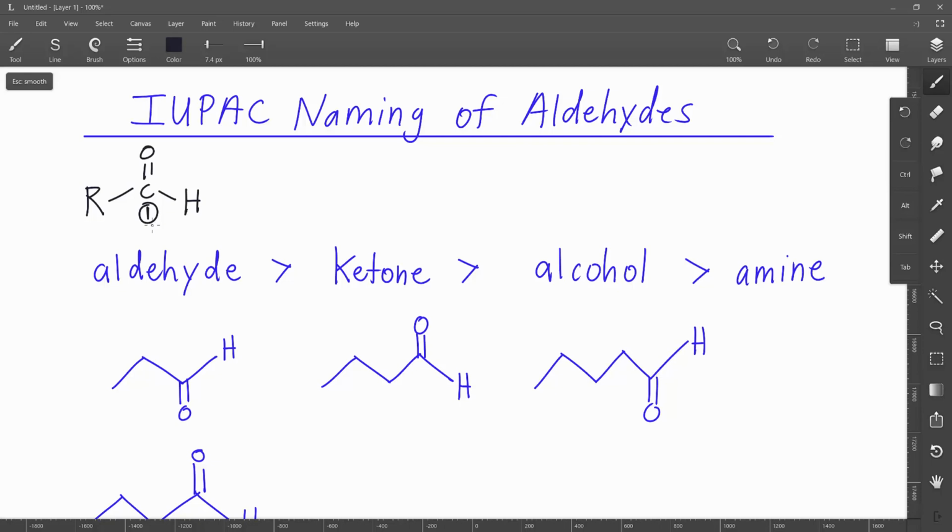Your aldehyde has a higher priority than the ketone, the alcohol, and the amine. So this will be your last name, or suffix, and these will all be prefixes as substituents.